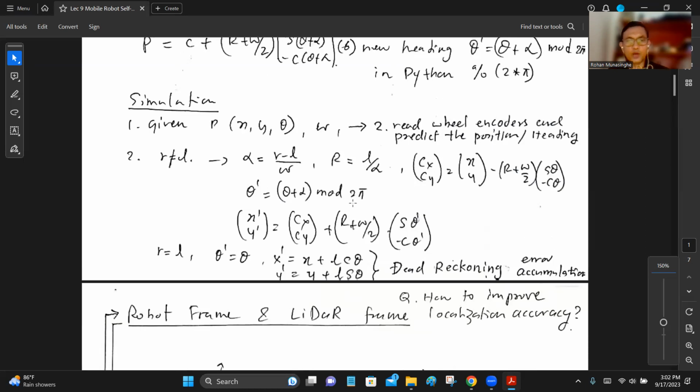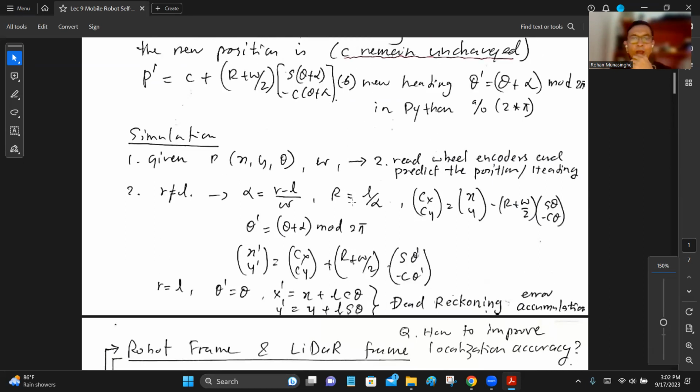Any questions up to now, in terms of the equations that I presented, already six equations, or in terms of the localization concepts? Any question?